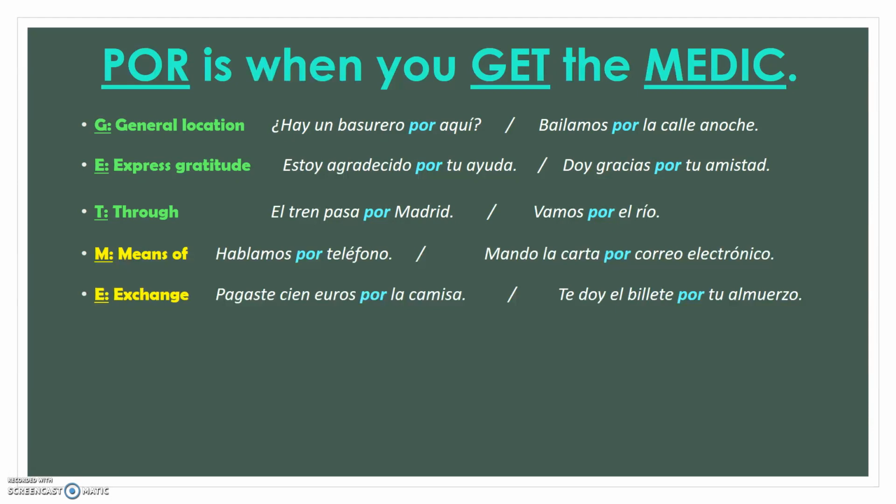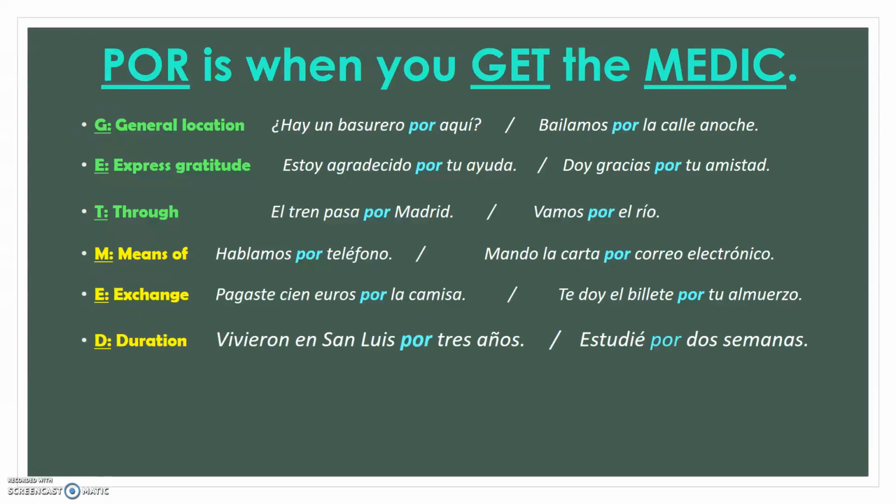E is for exchange. Pagaste 100 euros por la camisa. Te doy el billete por tu almuerzo. You paid 100 euros for the shirt. You gave your money in exchange for that shirt. I am giving you the ticket for your lunch. Exchange.